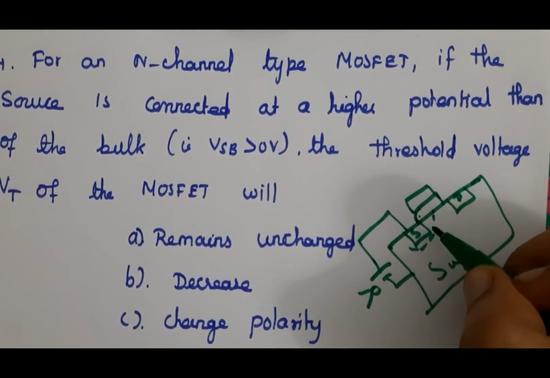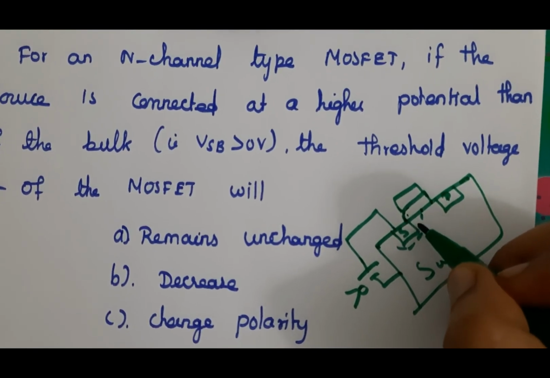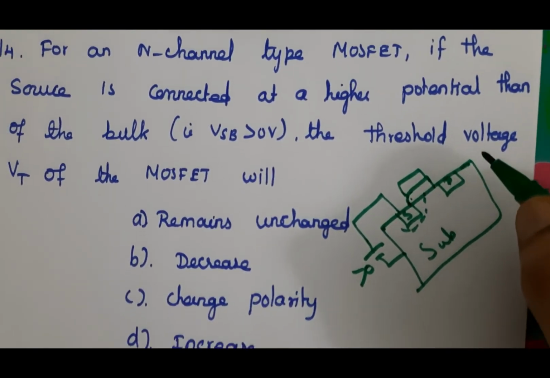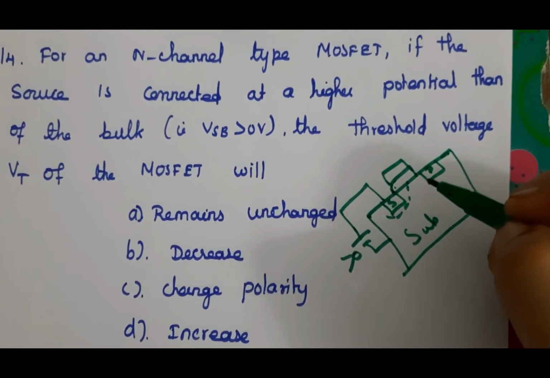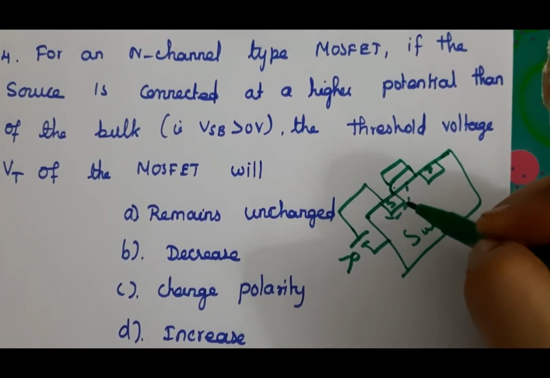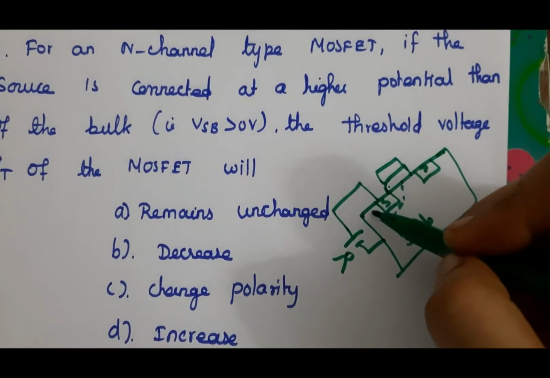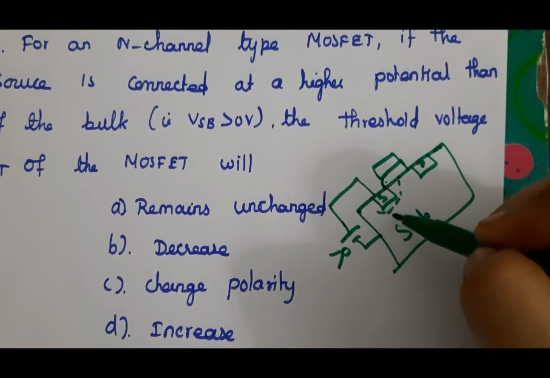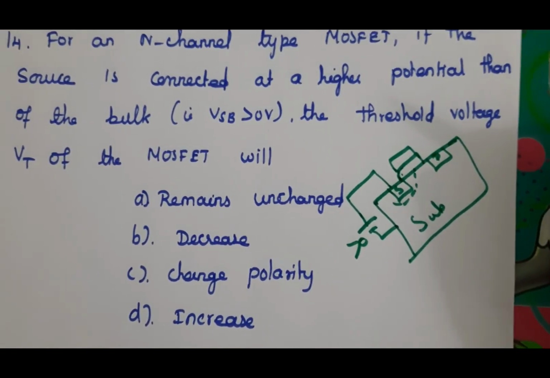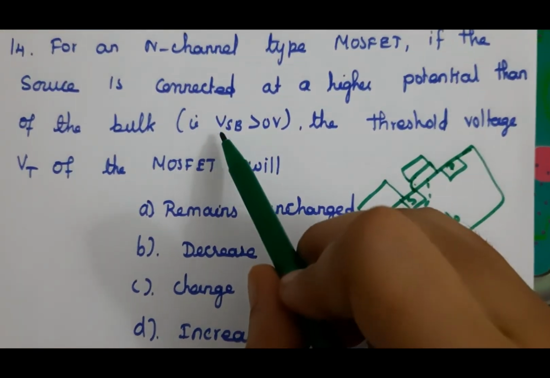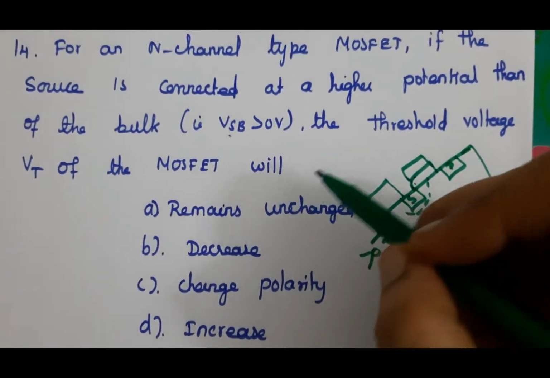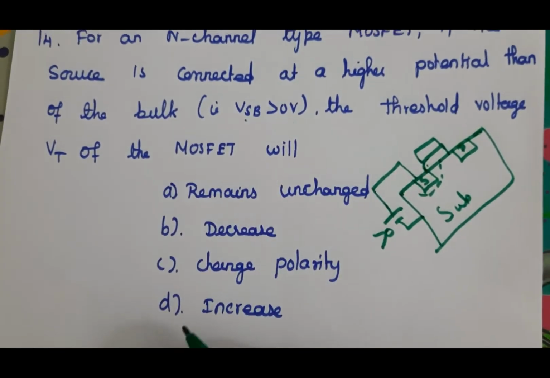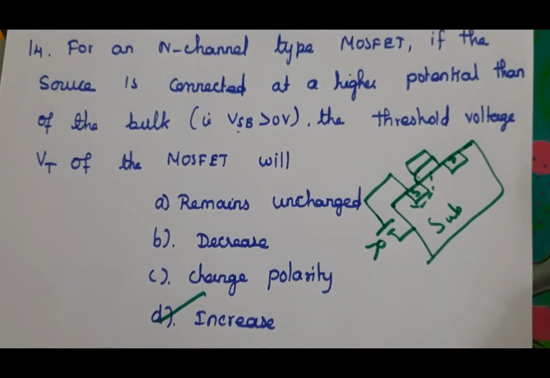So this forms the PN junction here, and it will increase the threshold voltage. It is a similar answer to the previous question; this is known as the body effect. The PN junction is formed between source and substrate, and this will increase the threshold voltage in the MOSFET. So when the source-bulk voltage is greater than 0, the threshold voltage of the MOSFET will increase. So here the answer is D, increase.